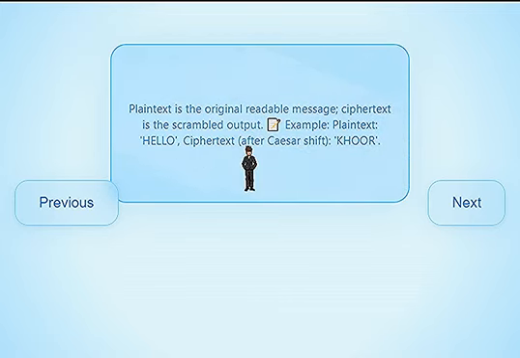For example, if you wanted to send the message, hello, to someone, you would encrypt it using a Caesar shift cipher, and it would look like this. Khoor. The original message is still there, but it's now hidden behind a layer of encryption.